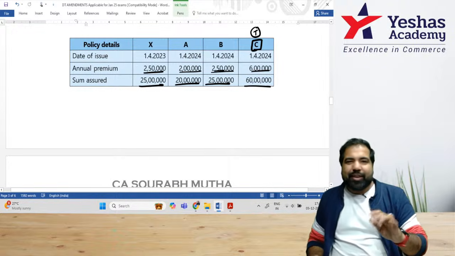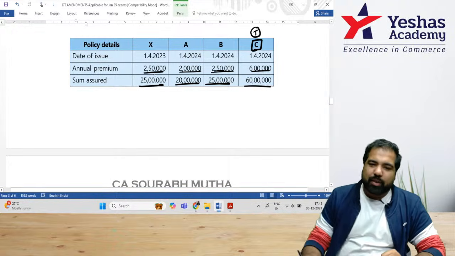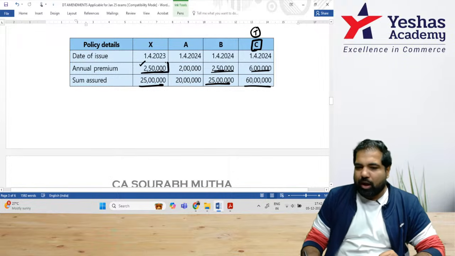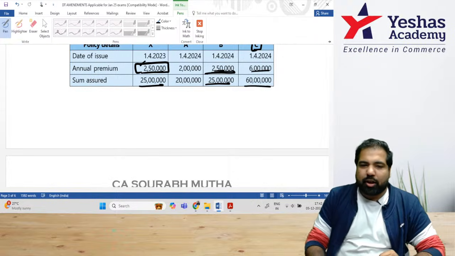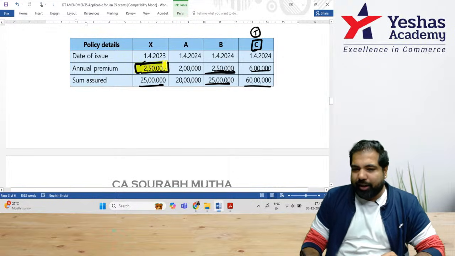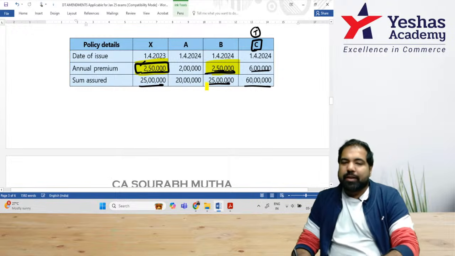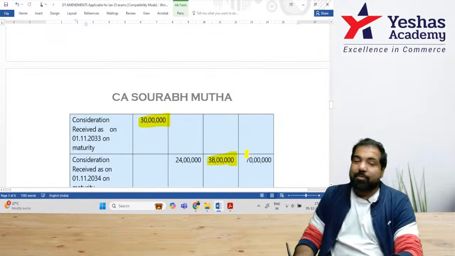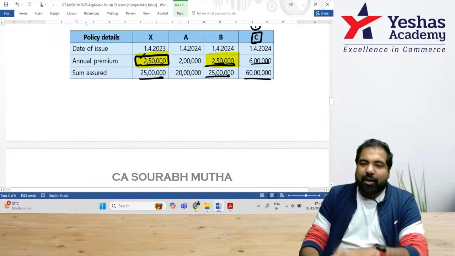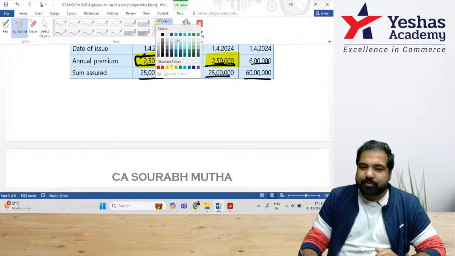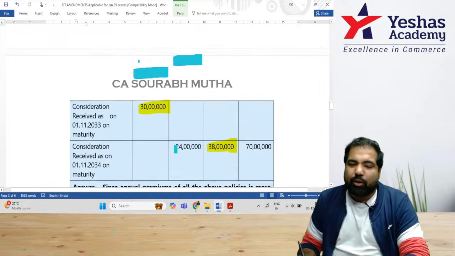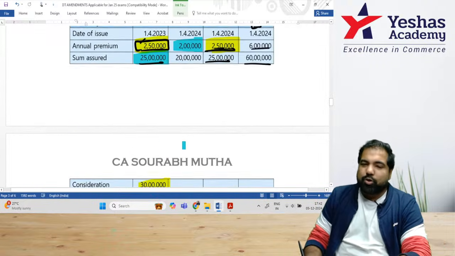Then how do you choose? Don't worry, guys. You can choose to the best of your knowledge. If I take this policy and this policy as exempt, 2.5 and 2.5, I'm just changing the color so that you get an idea. Then when I get the money back, I will get 30 lakh exempted and 38 lakh exempted, which is great. But on the other hand, if I take this one and this one exempted, then I will only get 30 and 24 exemption. So you have to choose well.